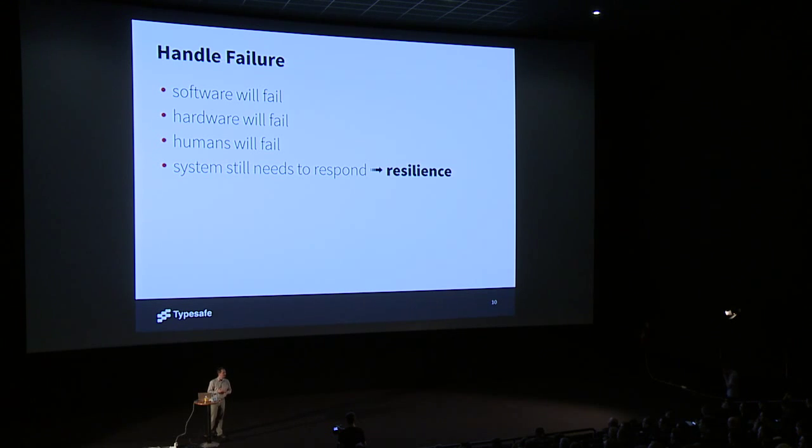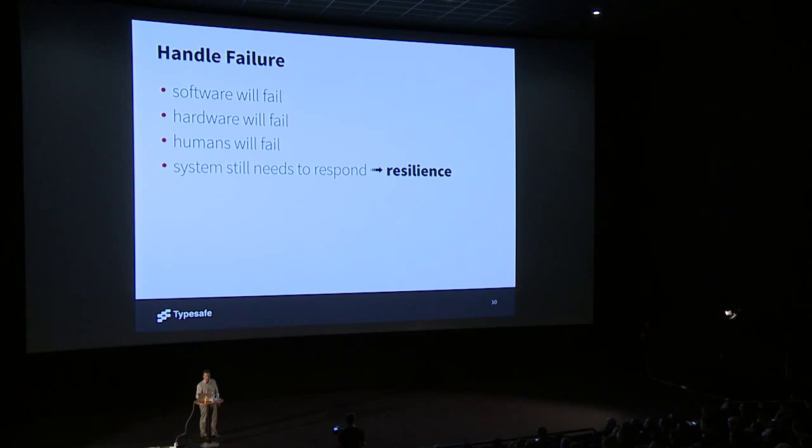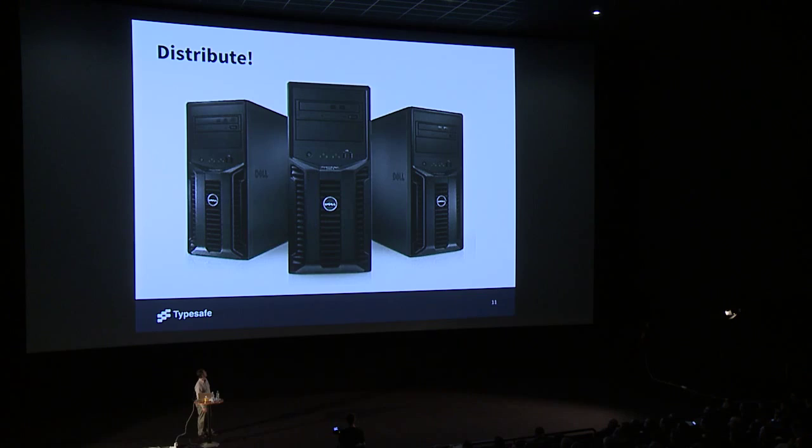So it's important that we think not of failure avoidance, we think of failure tolerance, fault tolerance. We want our system to stay responsive even when these things go wrong. And that is what we call resilience. Now, there's just one way to achieve that. And that one way is, don't put all your eggs in one basket. You need to distribute.